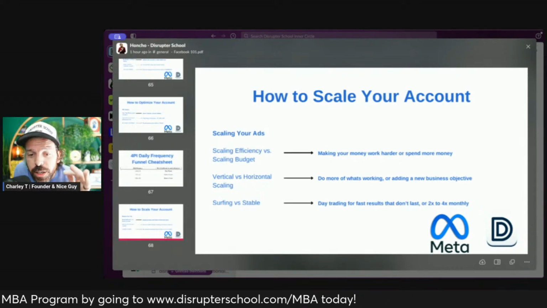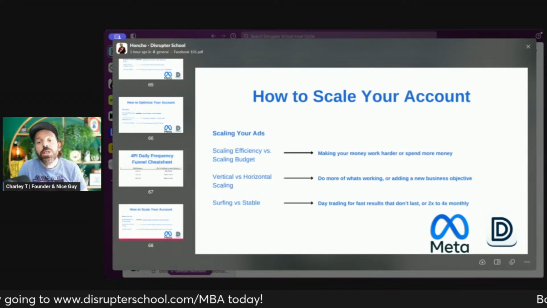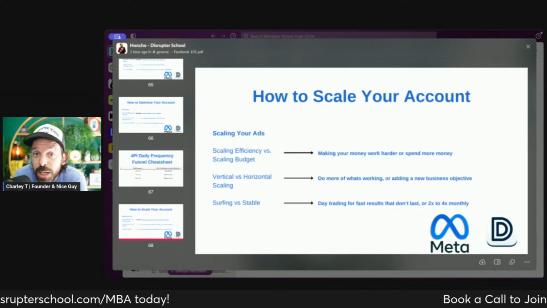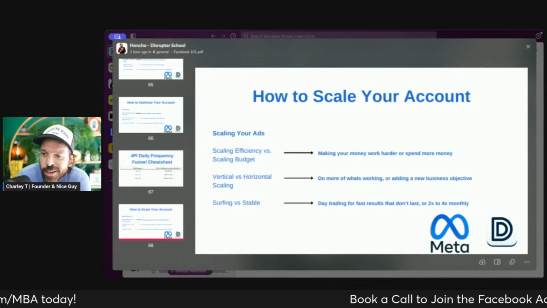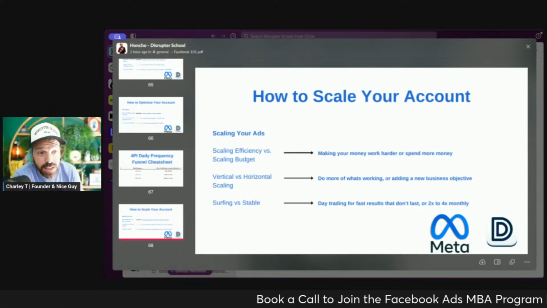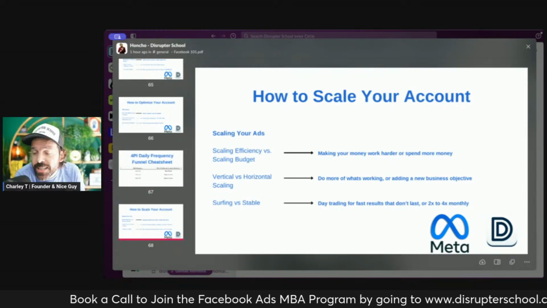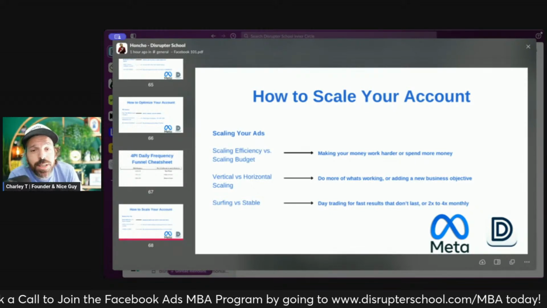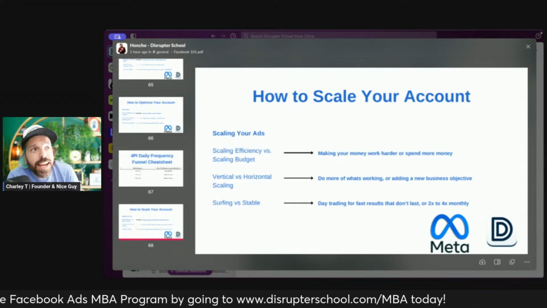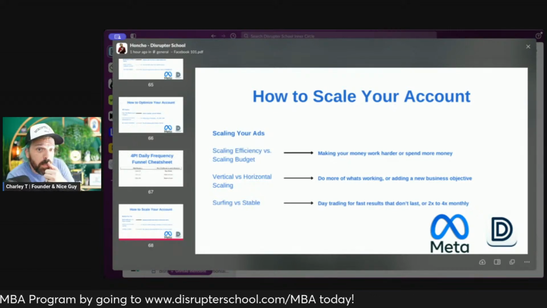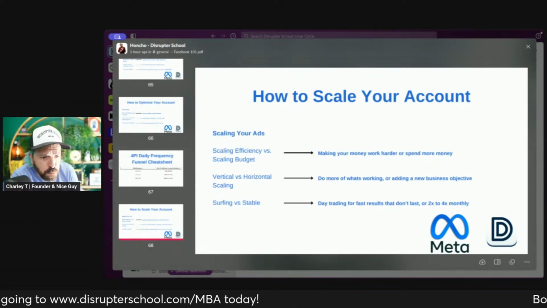And the last thing I'm going to cover here is surfing versus stable. Do you want to day trade by spiking budgets, where you go from $500 to $1,000 to $3,000, and then Facebook breaks and you start all over? Or would you like to add 5% a day 3 times a week, or 5% a day every day of the week, as long as your blended CPA is below target?